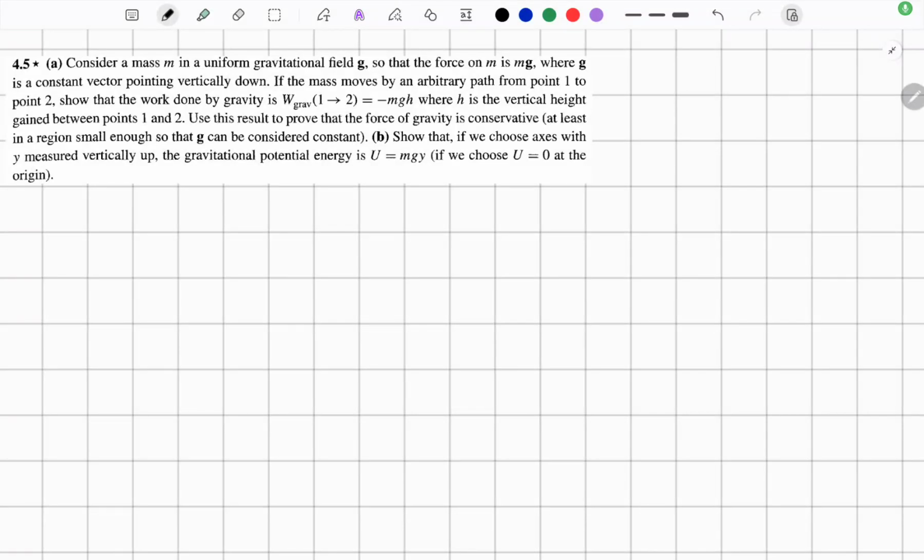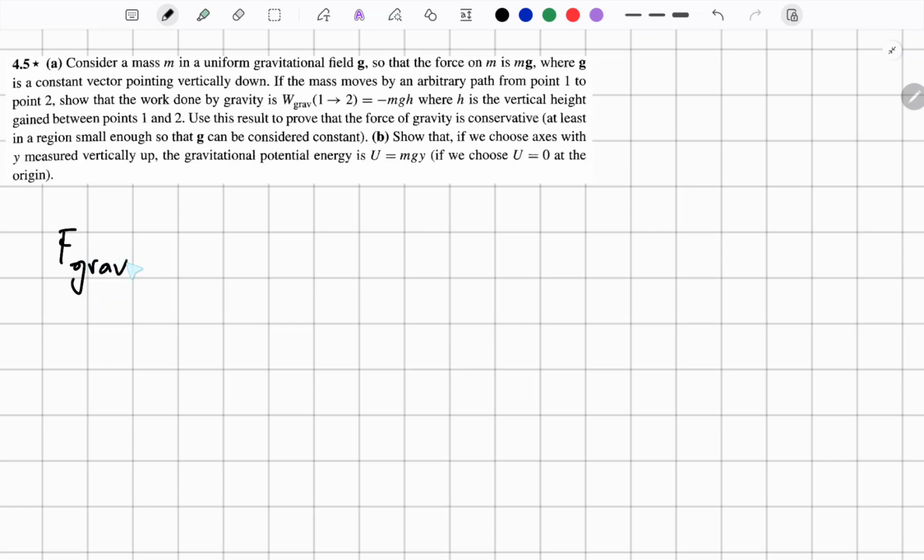We're going to work through problem 4.5 from Taylor's Classical Mechanics. This is a question on potential energy and work from chapter 4. It's saying to consider a mass in a uniform gravitational field, so that the force on the mass is mg, where g is a constant vector pointed vertically downward.